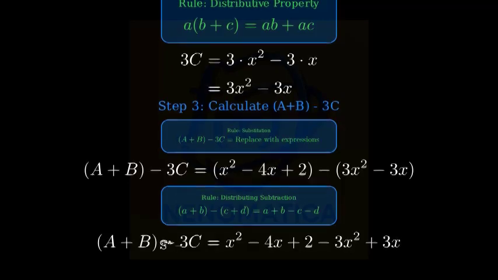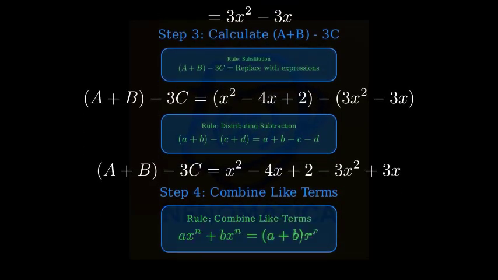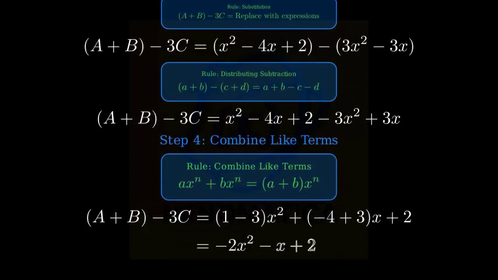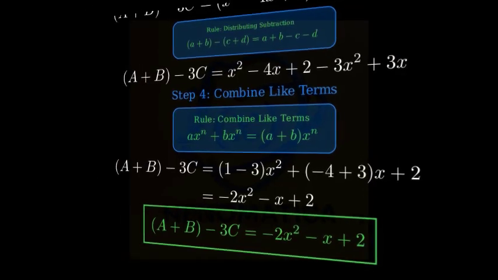Step 4. Finally, we combine the like terms in our expression. Let's look at the x squared terms. X squared minus 3x squared equals negative 2x squared. For the x terms, negative 4x plus 3x equals negative x. And we have plus 2, so our final answer is negative 2x squared minus x plus 2.